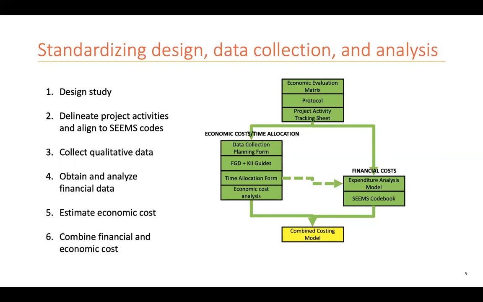When we analyze the economic costs, we use the time allocation form that SEAMS developed to help us understand the time use of staff involved in the project. Once we have these results, we feed them back into the expenditure analysis model to help us break down the financial data into activities and input level. Then the last step is when we have both the economic and the financial cost, and we aggregate them to be at the project level.